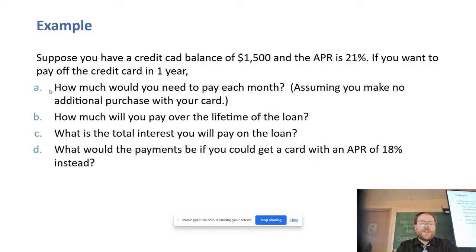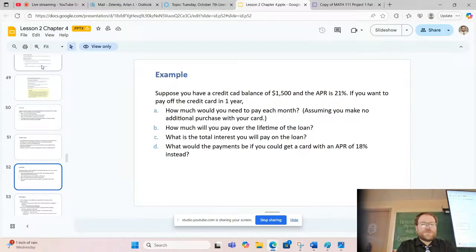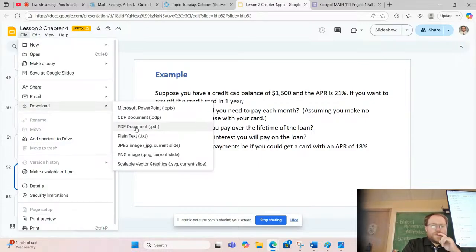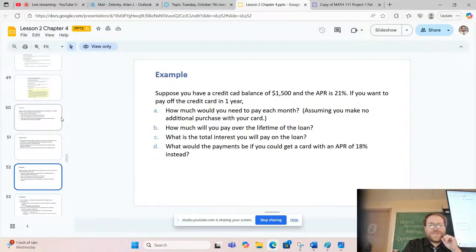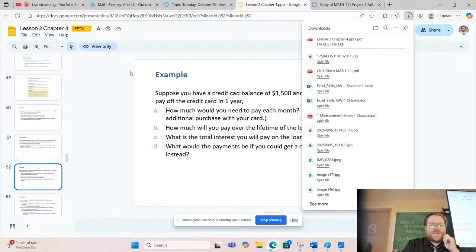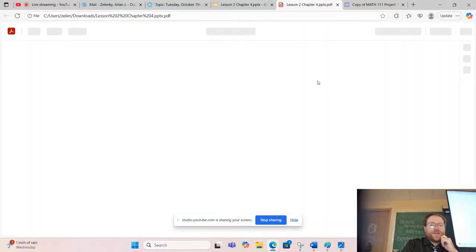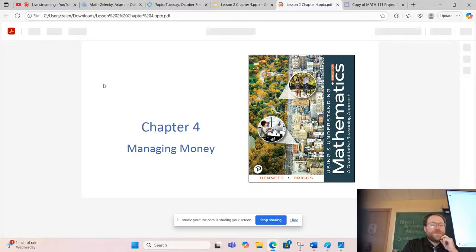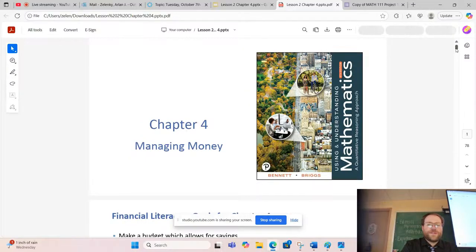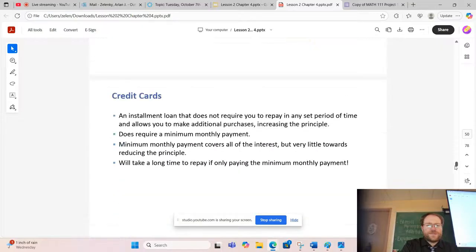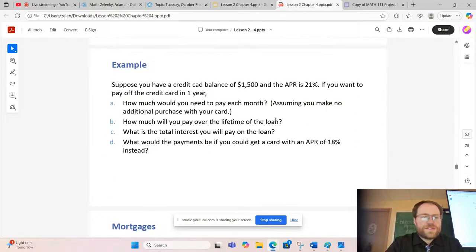So if we go to that example, suppose you have a credit card balance of $1,500 and the APR is 21%. If you want to pay off the credit card within 1 year, how much would we need to pay every month? So I will just go to that example.